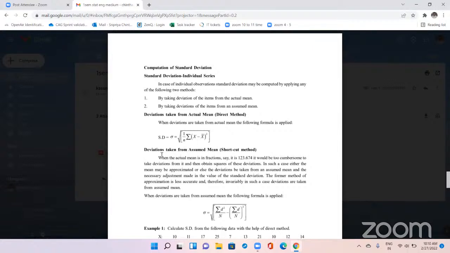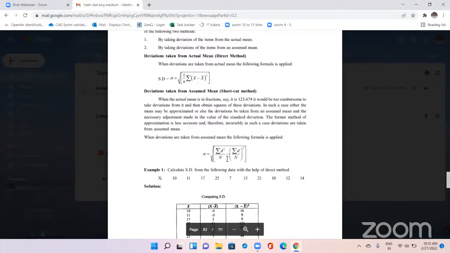Now the second one is deviations taken from assumed mean, that means the shortcut method. For this formula you use d: sigma is equal to square root of sigma d square by small n minus sigma d by small n whole square. In individual series we should take small n, so change capital N to small n.